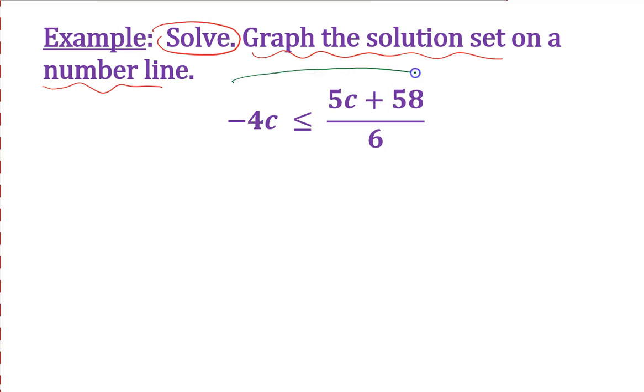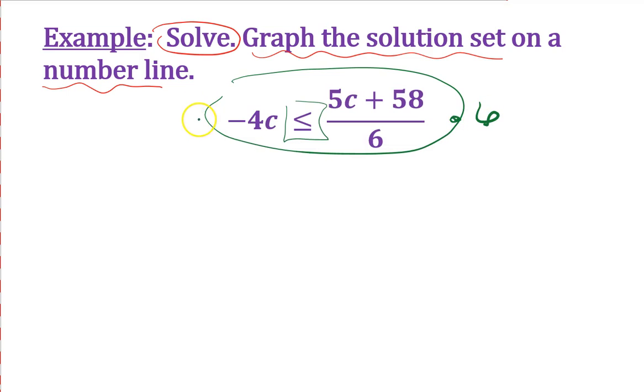So when we go to solve this inequality, this is our inequality piece right here. We treat it as if it were an equal sign and go through the solution process exactly the same. Just keeping in mind if we multiply through or divide through by a negative, we've got to change the direction of it. So if I'm trying to isolate the c, I have c on both sides. The first move should be multiplying both sides by 6. And that's going to get the 6 out of the denominator on the right-hand side. So we have negative 24c is less than or equal to, over on this right-hand side, the 6's drop out. So we're just left with 5c plus 58.